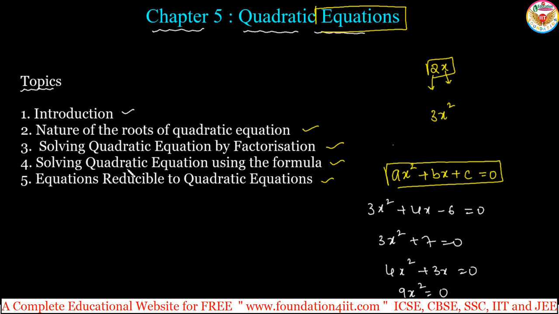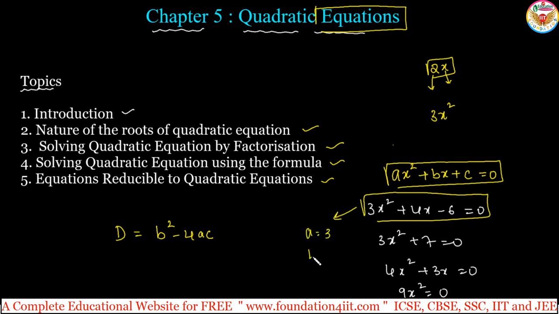Now we have the word discriminant, capital D. Discriminant is b square minus 4ac. Here a is the x square coefficient, b is the x coefficient and c is the constant. In this equation, a is equal to 3, b is equal to 4, c is minus 6. If you find the value b square minus 4ac, that is called the discriminant. And I'll see two more types in this basic introduction.